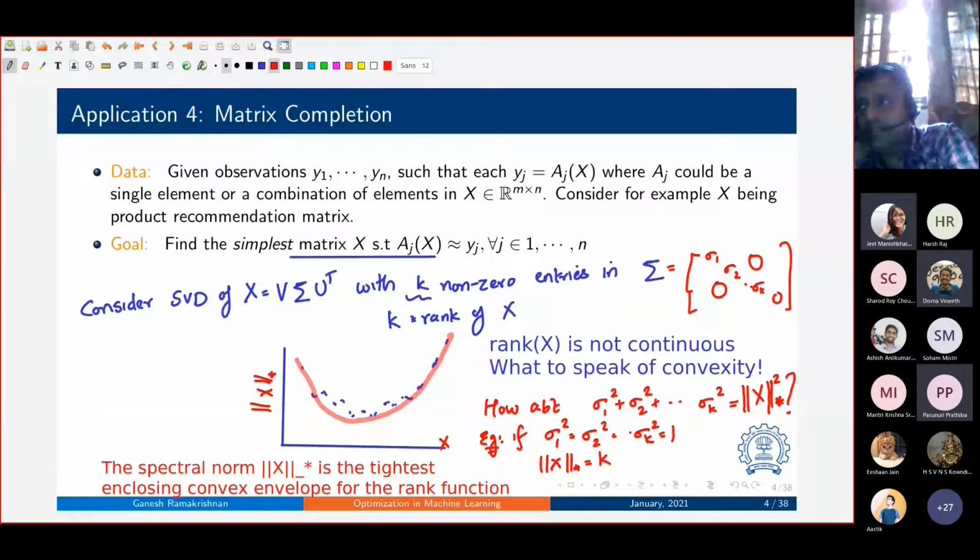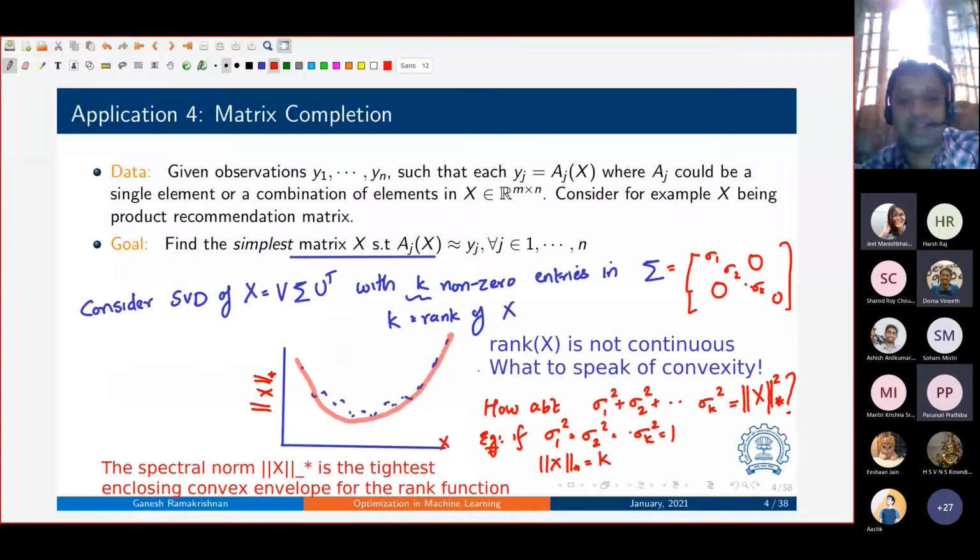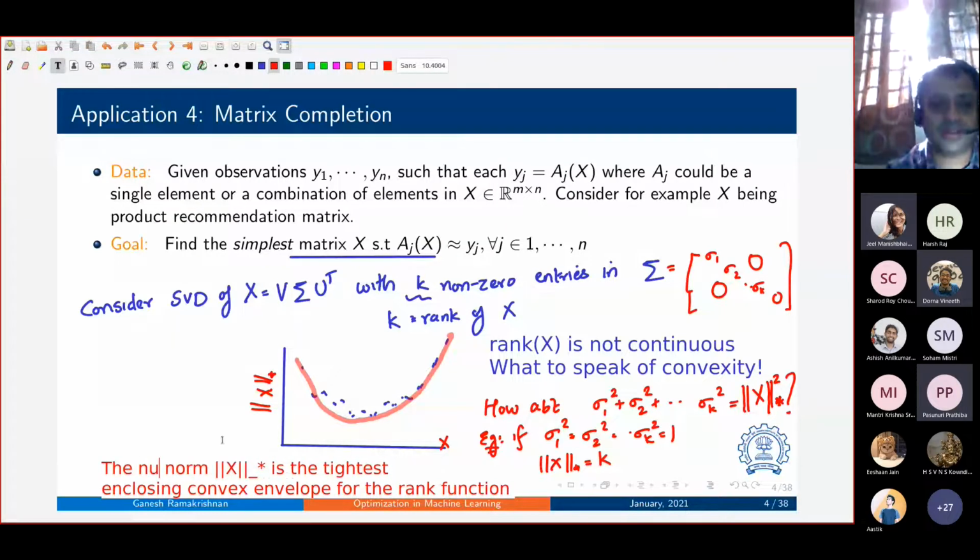So this gives you some kind of control in the continuous space, a continuous formulation around the matrix X. We wanted to go for rank, and here's the matrix completion optimization problem. We are using the spectral norm. Oh, I'm sorry, I made a mistake. It's the nuclear norm. I've been using the word spectral norm, but it's the nuclear norm.